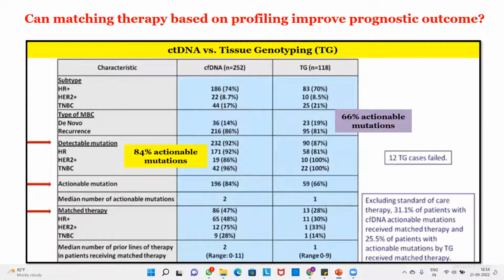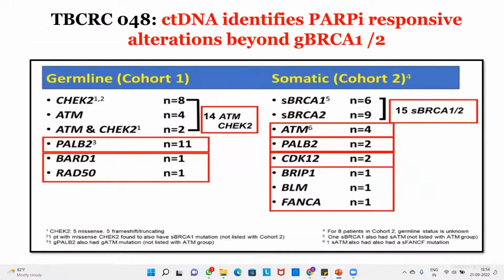Again, over here, molecularly matched ctDNA testing actually had a higher detection and a greater application for molecularly matched therapy, which was 84% in liquid versus 66%. Next one, please.